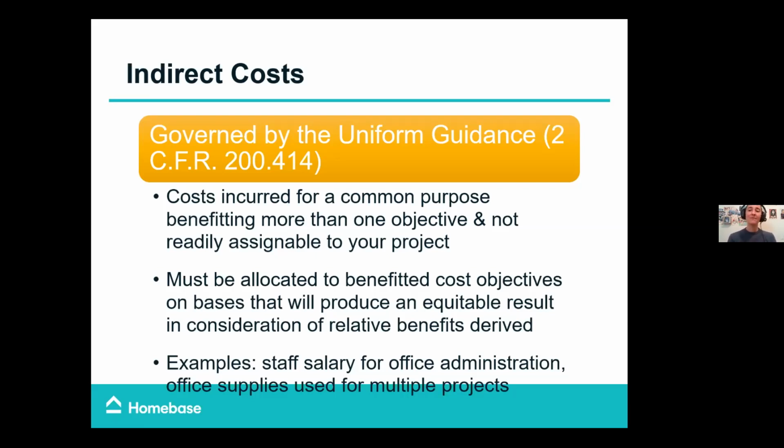Indirect costs are defined as costs that are incurred for a common purpose, so a single thing like your general legal costs for your agency, that benefit more than one cost objective, so more than one grant, more than one project, and can't be easily tracked to individual projects. So this is a very similar description to shared costs that I mentioned earlier.